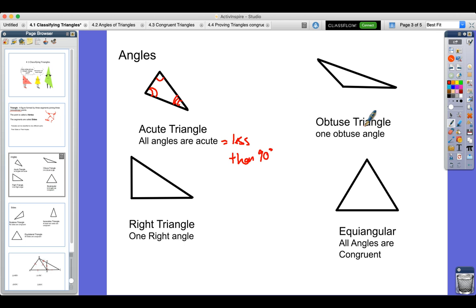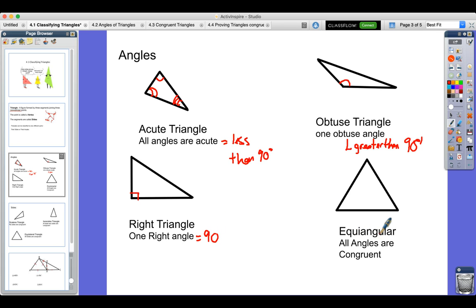An obtuse triangle is a triangle that has one angle that is obtuse, just one angle. Now remember, obtuse means greater than 90 degrees, but less than 180. A right triangle has one right angle. Right angle means it equals 90 degrees.